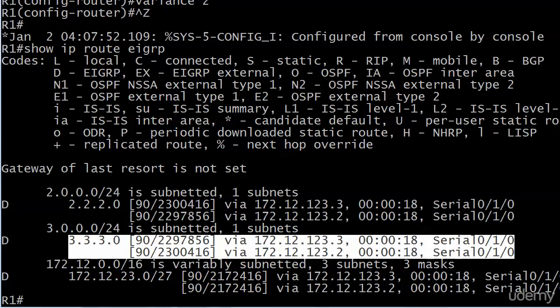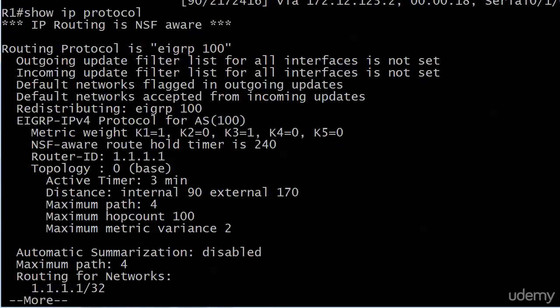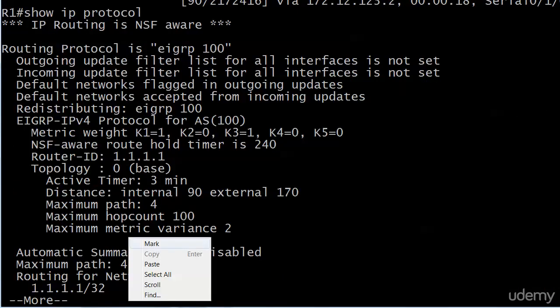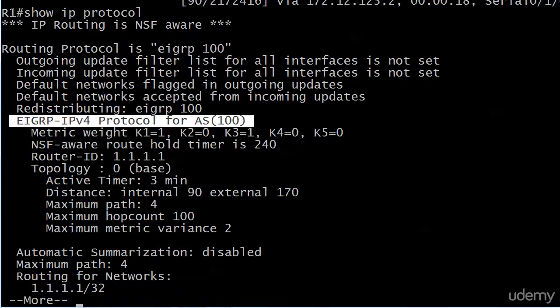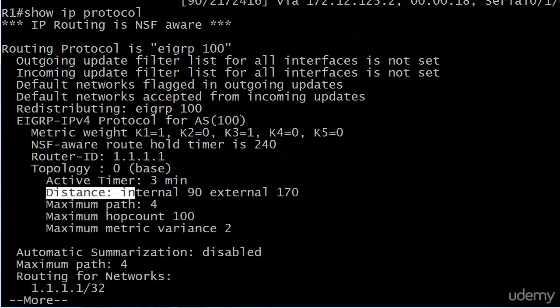Now let me show you show ip protocols. I know you're very familiar with this command, but you can see under EIGRP 100 the maximum metric variance 2, that's what we set it to. And we see our distances here, internal 90, external 170. Ignore the maximum hop count of 100. That's still in there. I'm a little surprised, but it's still there. It's not a value we're concerned with. We are a little concerned with that maximum path 4, though.